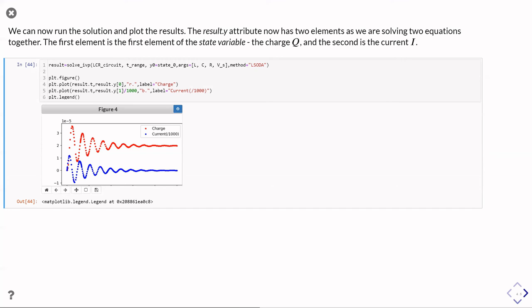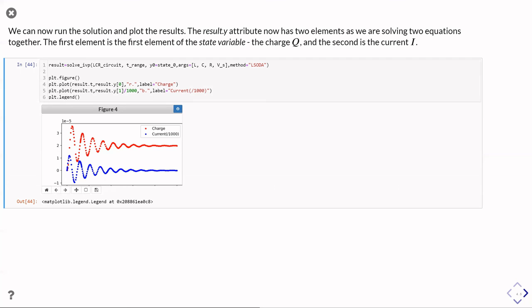And here I'm just plotting it. Just because the current is much bigger than the charge in this particular example, in order to make it fit on the screen, I've divided the current by 1,000. So what does this tell us? Well, when we start the simulation, the charge very, very quickly jumps up from zero and then oscillates up and down and eventually settles down at a certain level.